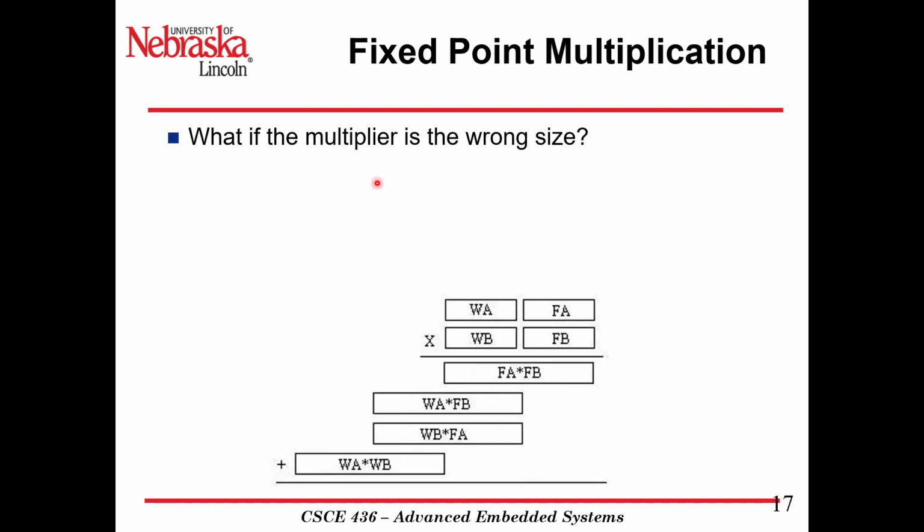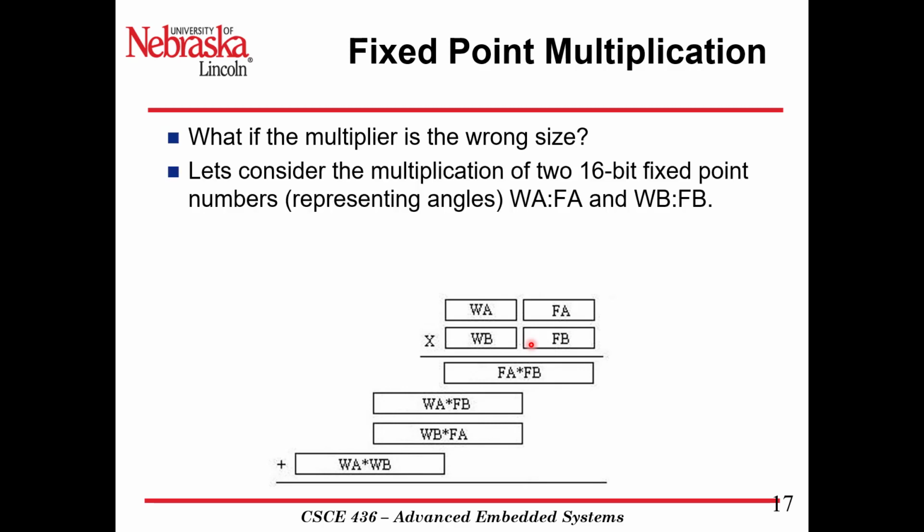But what if the multiplier is the wrong size? What if we only have, say, an 8-bit or a 16-bit multiplier, but our operands are bigger. So let's consider this with two 16-bit fixed point numbers. So half of that is the whole part of A and the fractional part of A, and the whole part of B, fractional part of B. How do we multiply that out to get a result that is 32 bits?